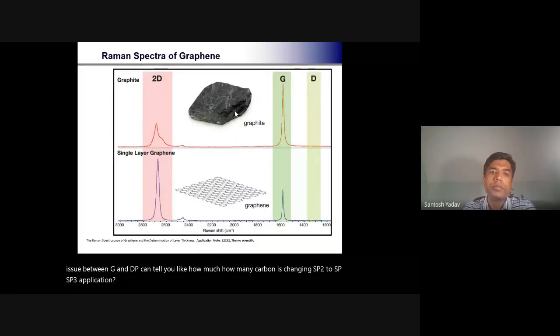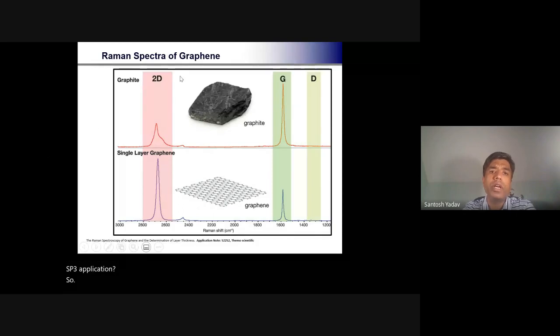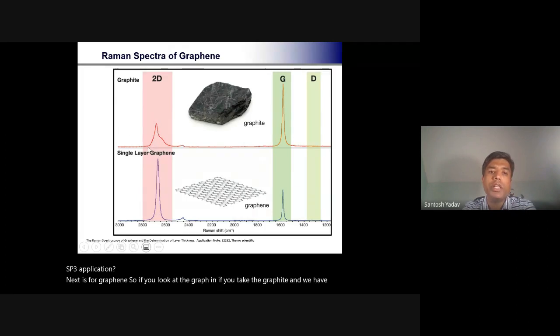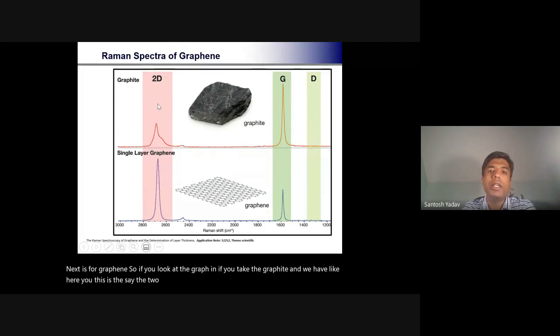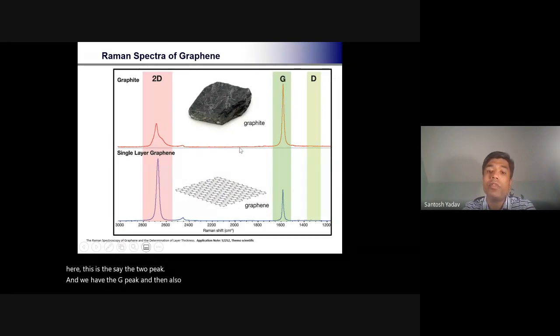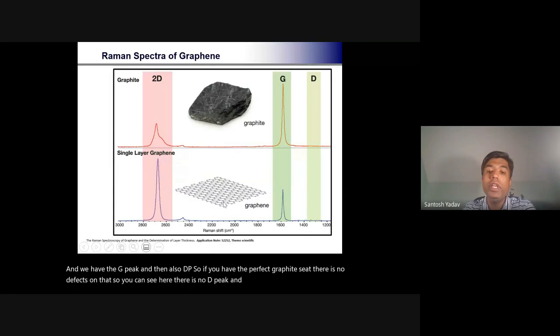So next is graphene. If you take graphite, here we have the G peak and also the D peak. If you have perfect graphite, there are no defects on that, so you can see there is no D peak. And if you have perfect graphene, there's no D peak, because there are no defects on the all sp2 hybridized carbon. But that's the ideal scenario.